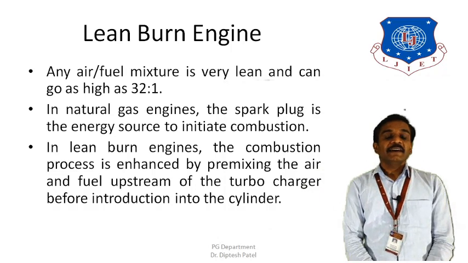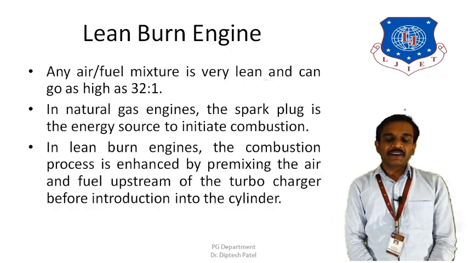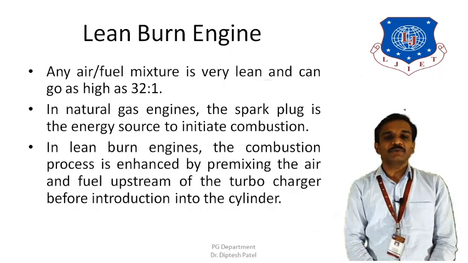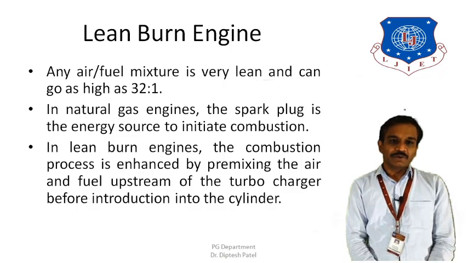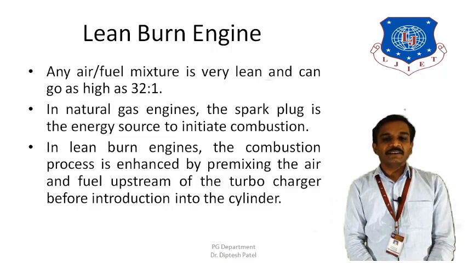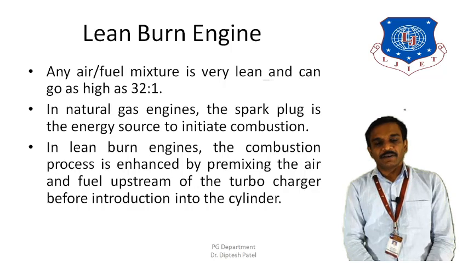In a conventional IC engine, fuel burns at a mixture of approximately 14 to 17 to 1 air fuel ratio. But a lean burn engine consumes a very small amount of fuel, and the mixture is very lean and can go as low as 32 to 1. So how does that work?